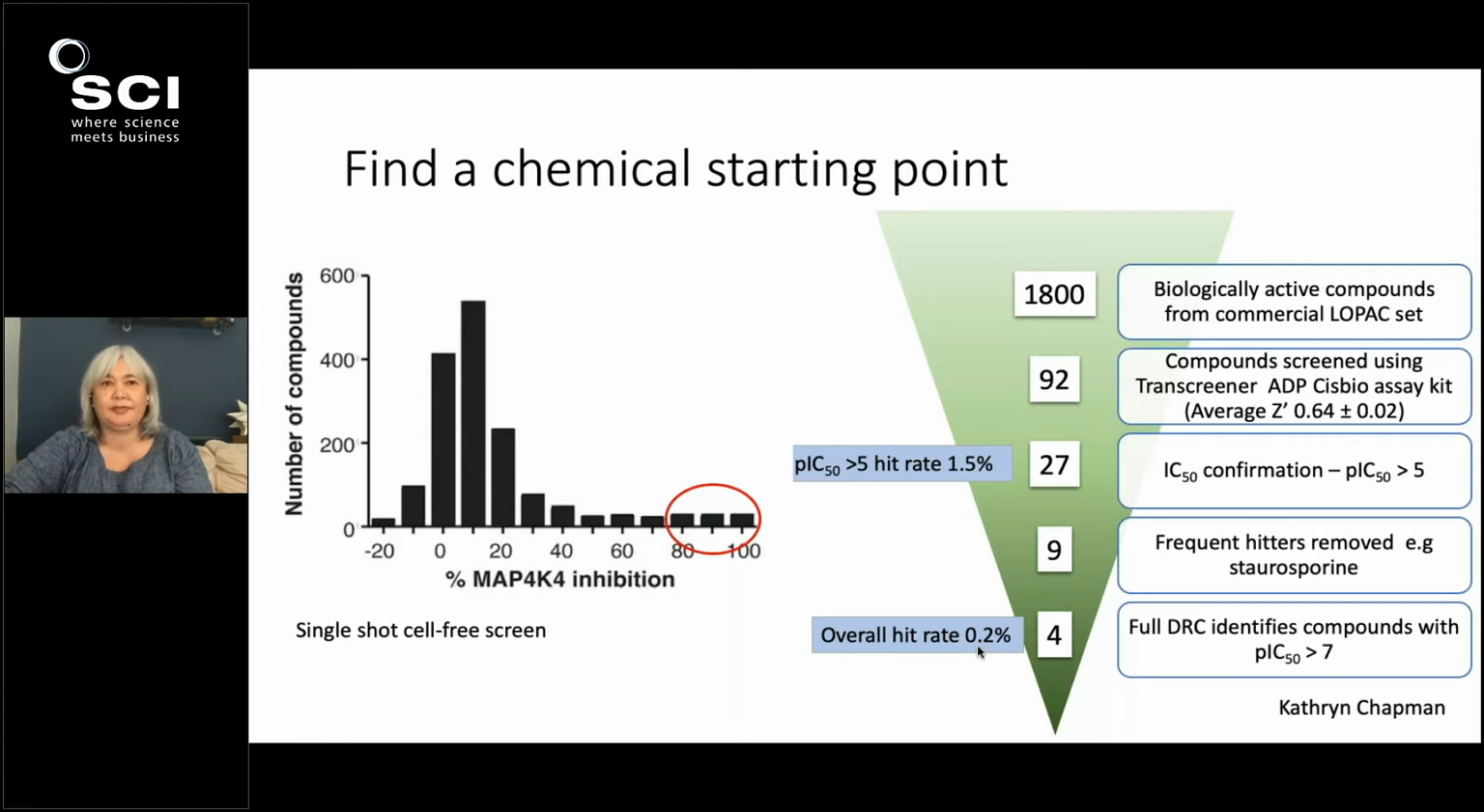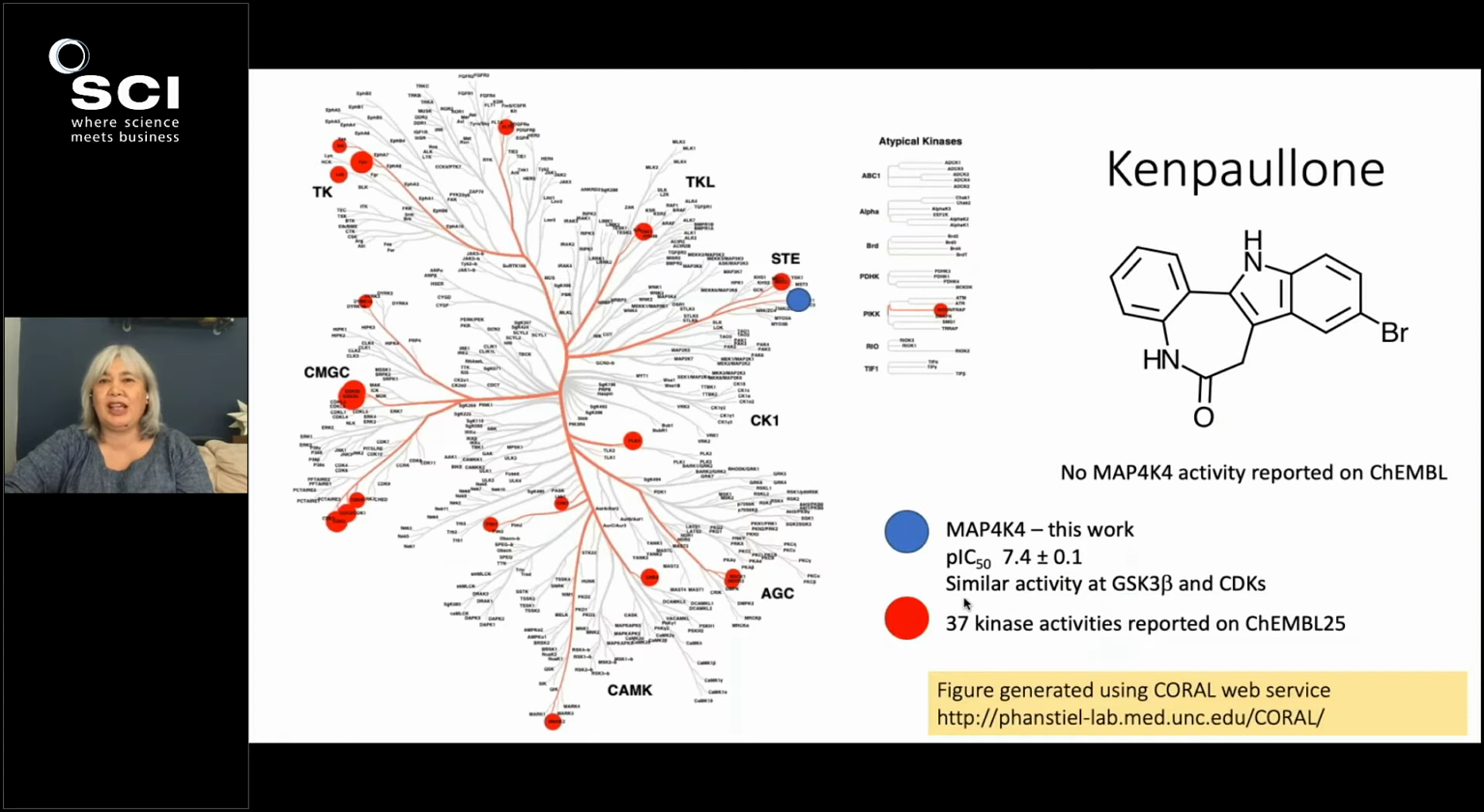Just to indicate how dirty, how promiscuous some of these compounds are, this is one of them, kenpaullone. Its structure is up here on the right-hand side. And this is the full extent of the kinome tree. Each one of these branches has a separate enzyme at the end of it. And I've colored ones which this compound has reported activity at. The size of the blob at the end tells you how active the compound was.